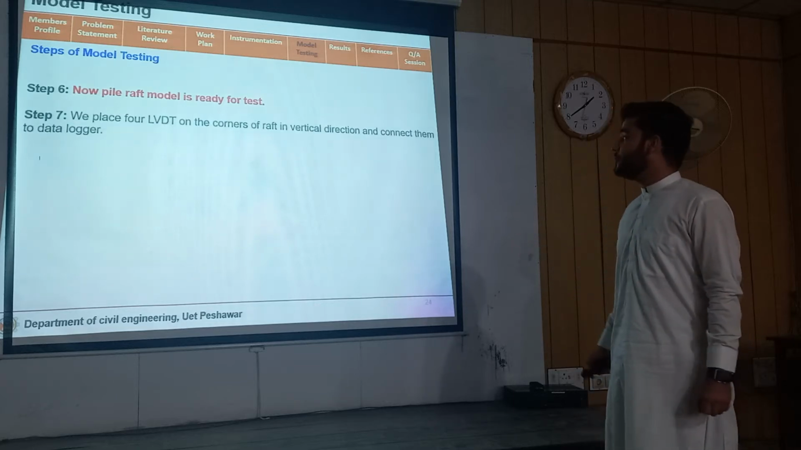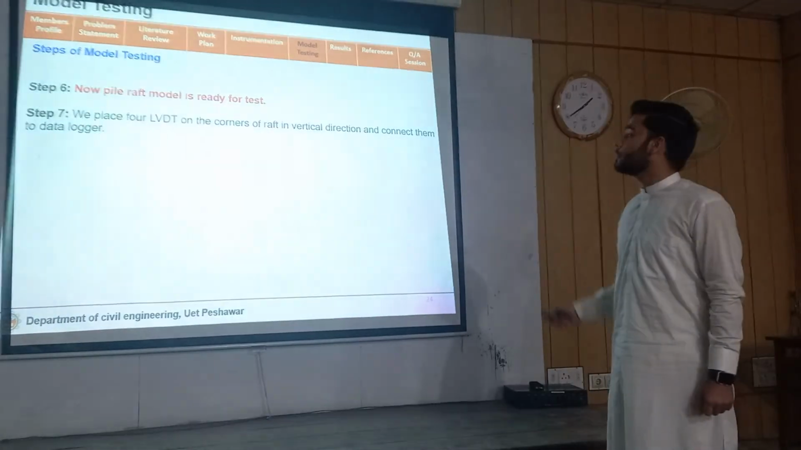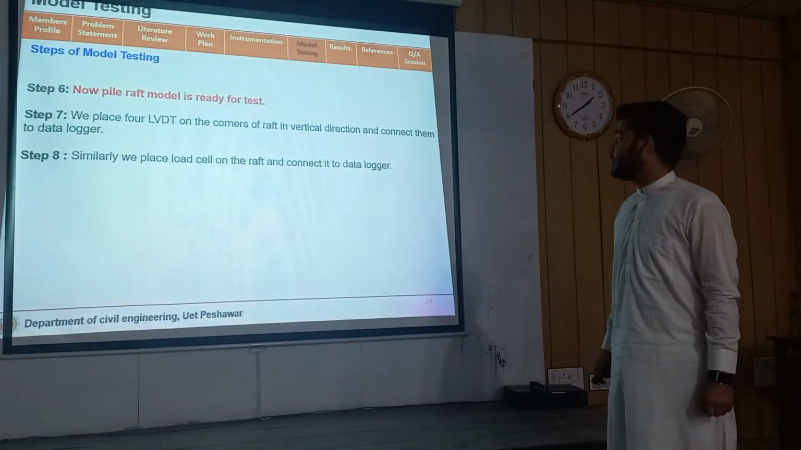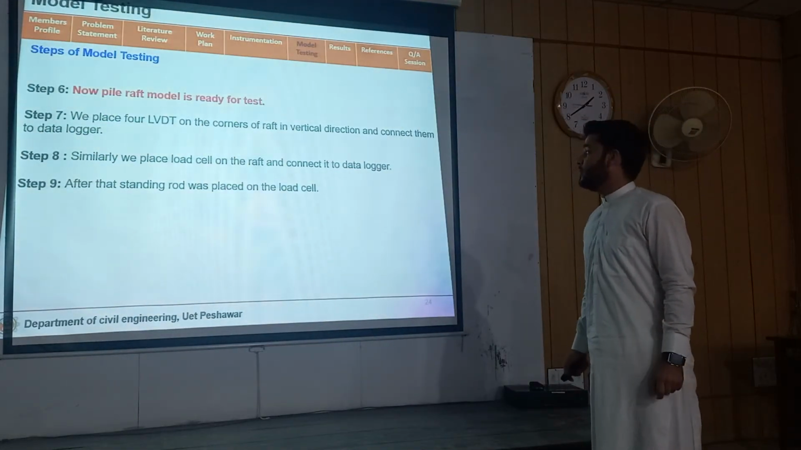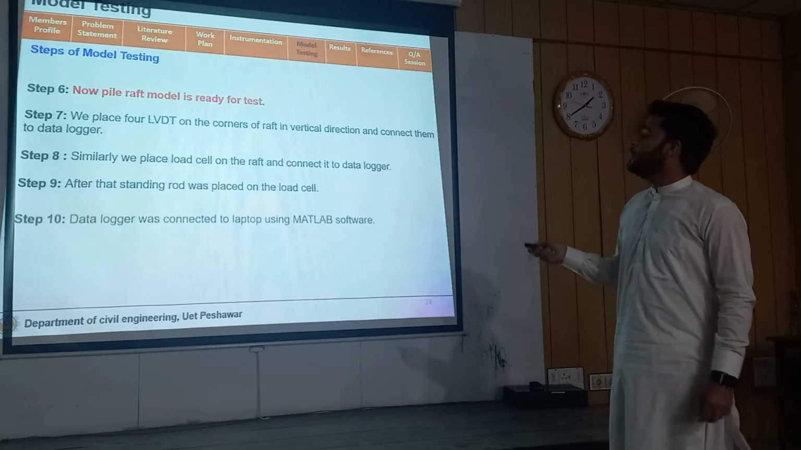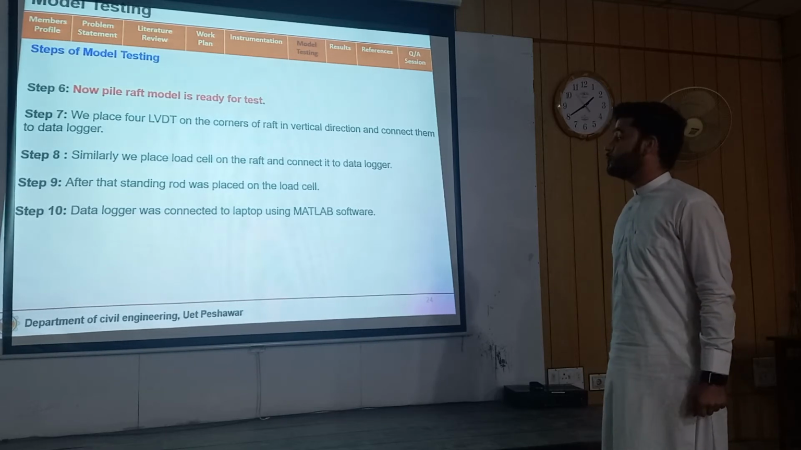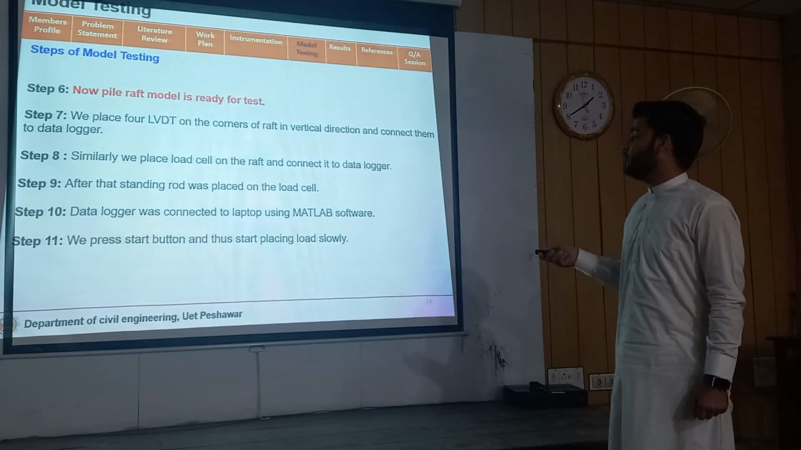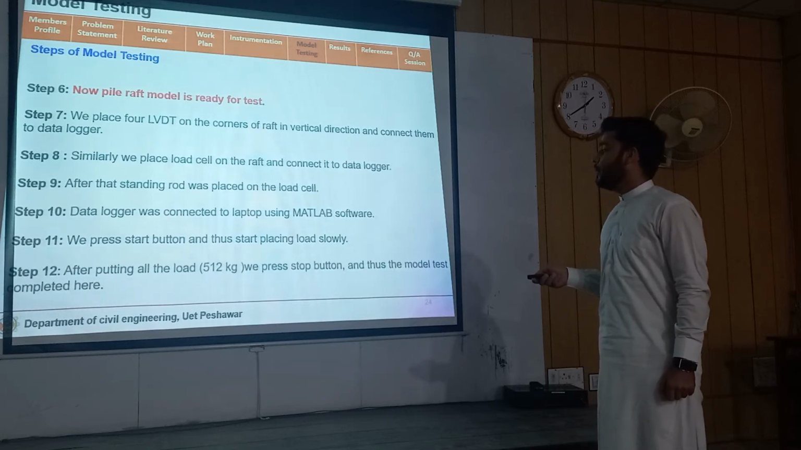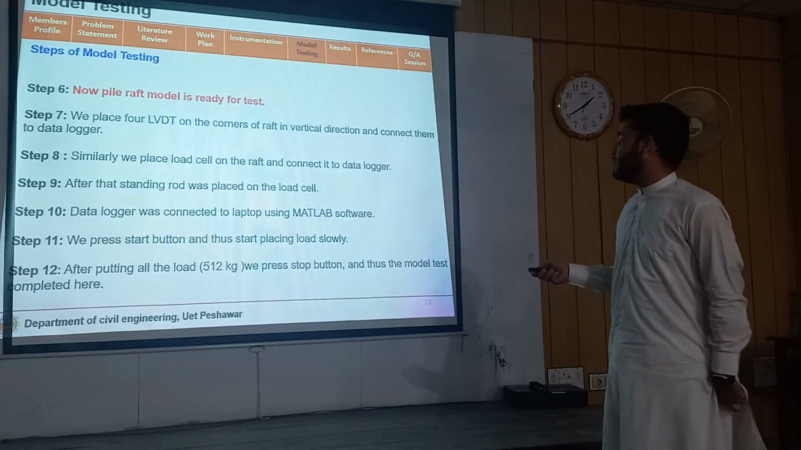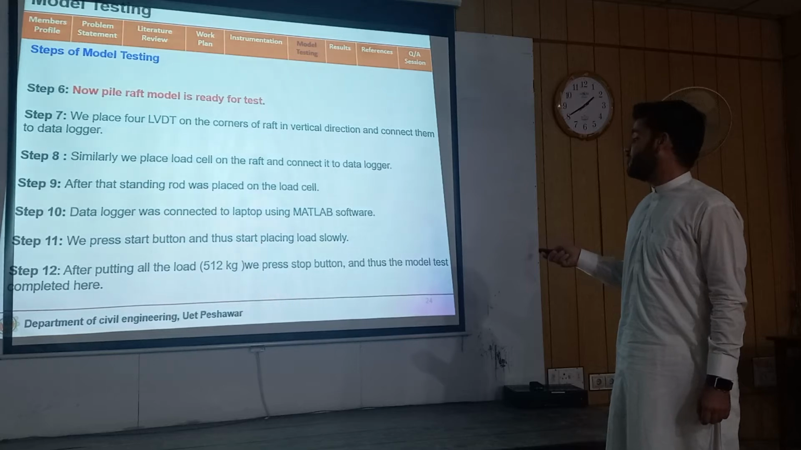Now we placed 4 LVDTs on the corners in the vertical direction, and we connected them with the data logger. Similarly, we placed a load cell on the raft and connected it to the data logger. After that, we placed the standing rod and placed the load cell on that. Once the data logger was connected, we connected it with the software. Then we started the software and placed the loads one by one. After putting all the loads, which was 512 kgs, we stopped the software and recorded our values. So our procedure was completed here.